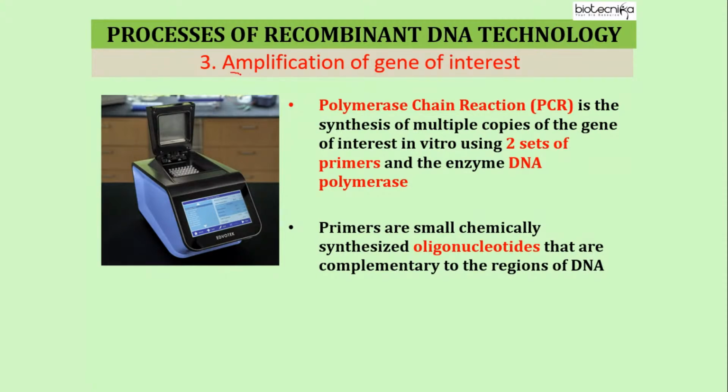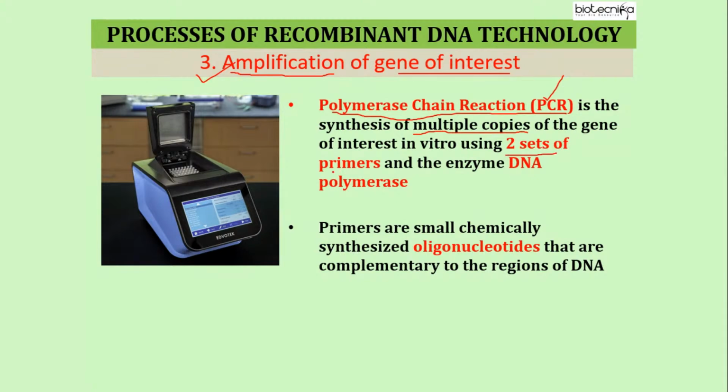What do you have to do? You have to amplify your gene of interest, because anytime you may need this gene of interest. So the third process is amplification, that is making copies of it. How will you do it? With the help of polymerase chain reaction. This is a technique used to make copies of DNA, where you can make as many copies of DNA as you like, according to your interest.